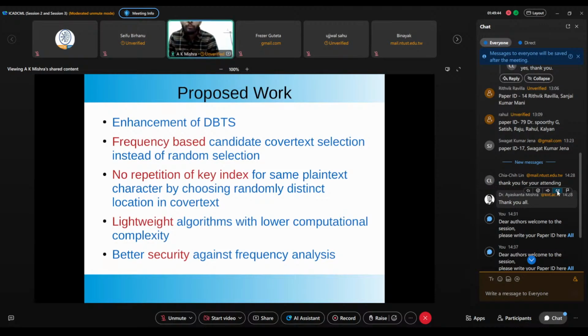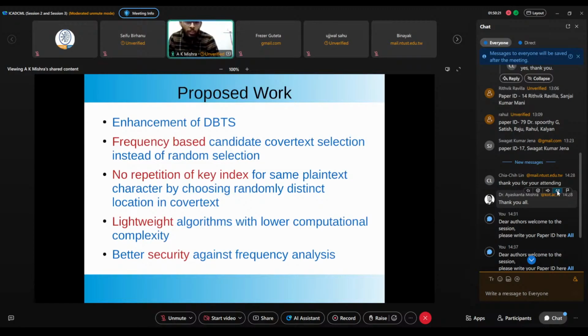And after finding these research gaps in that base work, we were asked to enhance this dictionary-based text steganography. So in it, rather than just randomly selecting the cover text from the pool of sentences in the dictionary, we used a frequency-based method to select the candidate cover text, out of which finally we would select a random text.